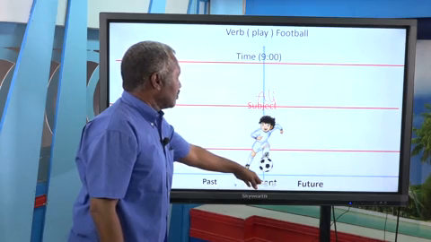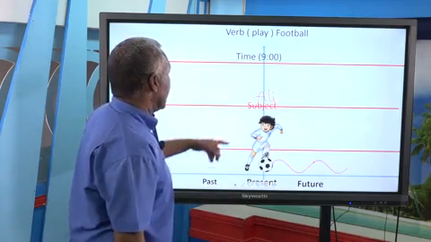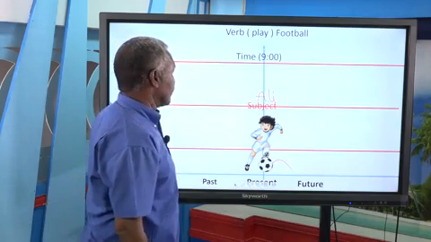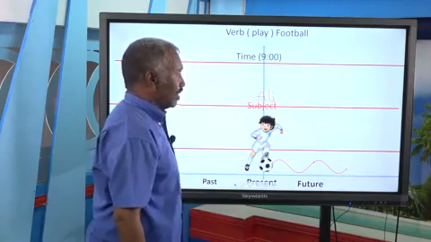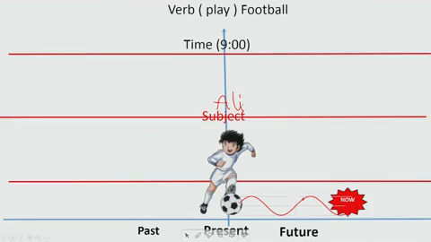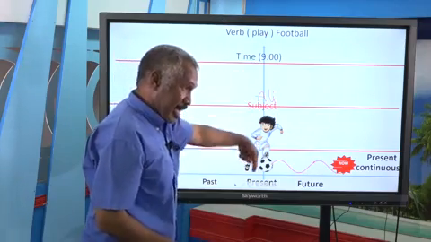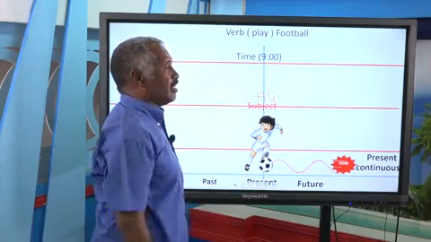Now let us talk about the present. If Ali plays at this time, 9 o'clock, now, instead of saying 9 o'clock, we can say now, and he continues to play football. So this is what we call present continuous. What does present continuous mean? Simply, the subject, Ali, does the verb at this time, now, and he continues playing football.